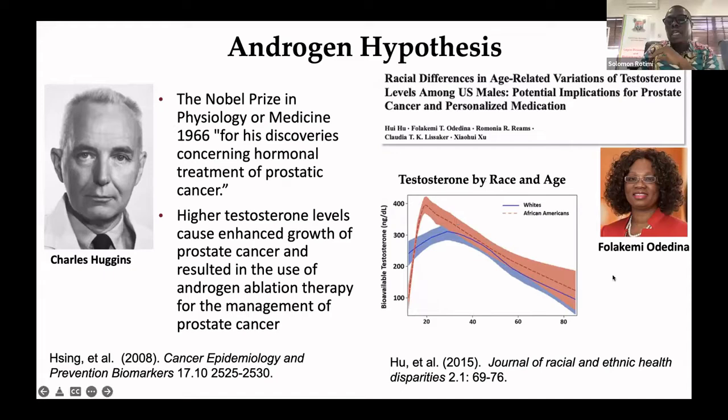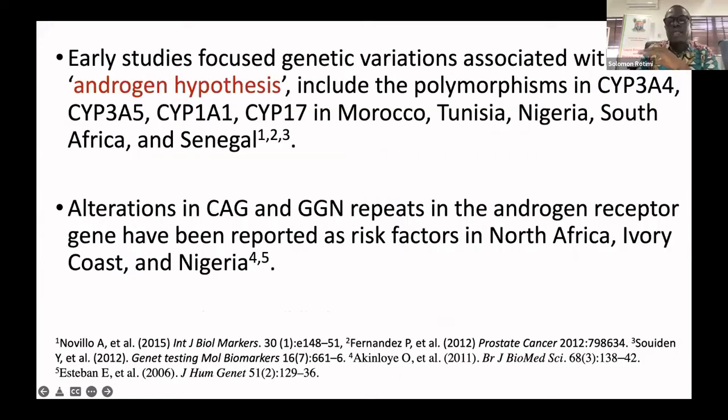And so if you look at the studies that have been done across Africa, several studies have looked at this androgen hypothesis, looking at the variation in the genes associated with its metabolism. And what we see is that clearly these genes are not really a risk marker for men in Africa, but rather a surrogate indicator of ancestry.